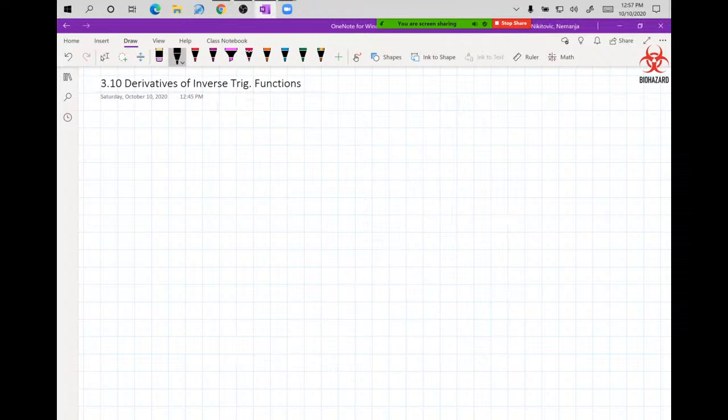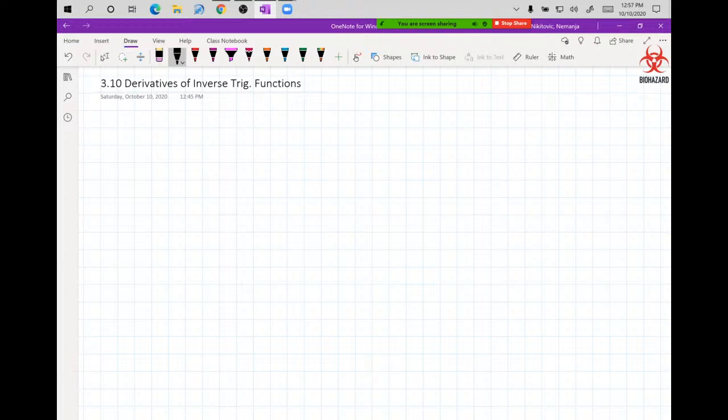Hello and welcome back to Calculus 1 Saturday edition 3.10 on derivatives of inverse trig functions. A little bit of review on inverse trig functions and what they mean, and then we're just going to list the formulas, literally do two examples maybe, and move on with our lives. It's a very short section.